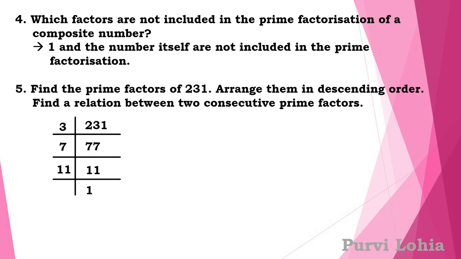Okay, so 231 will be written as 11 into 7 into 3 arranged in descending order. Now what is the relation between two consecutive prime factors?